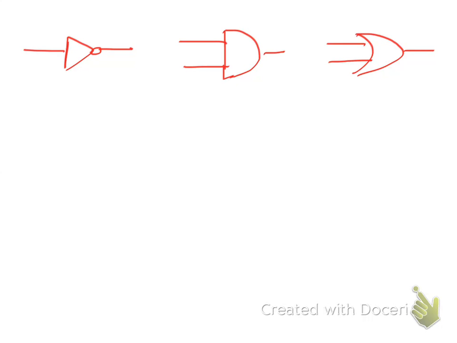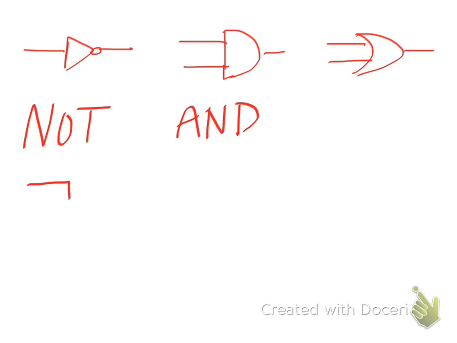These are electrical circuits, or logic gates rather, that are involved in electrical circuits or logical circuits, and they correspond to the following ideas. This one is called a NOT gate. Remember, its propositional logic statement symbol is this. This is an AND gate, and it corresponds to this symbol in logic. And this is our OR gate, which corresponds to this one right here.